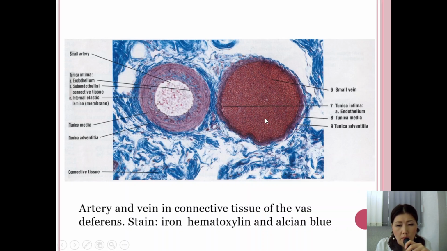And this is vein, small vein. Here also tunica intima, you can see, composed of endothelium and basal membrane. Tunica media, as you see, it is more thinner than in artery. And tunica adventitia, also we can see here. As you see that veins are more darker because this is deoxygenated blood.